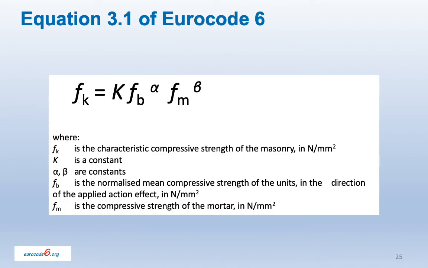Equation 3.1 enables the characteristic compressive strength of masonry to be calculated using the values provided in the National Annex. Fk is the characteristic compressive strength of the masonry in newtons per millimeter squared. K is a constant, alpha and beta are constants, Fb is the normalized mean compressive strength of the units in newtons per millimeter squared, and Fm is the compressive strength of the mortar in newtons per millimeter squared.